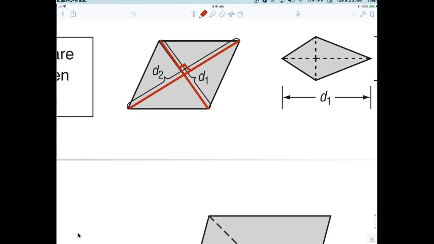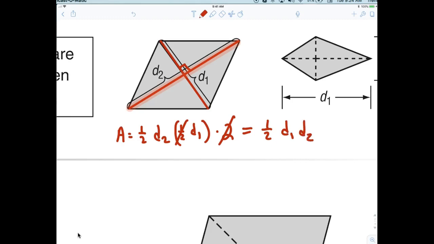So to find the area, you would simply say it's one half the base. In this case, I'll call this the base right here, which could be diagonal 2, times the height. Now, the height is half of D1. And then we're going to multiply that by 2, because the triangles occur twice. I'm trying to show you what the formula is. So the 2 and the 1 half cancel out. That's why we have 1 half diagonal 1 times diagonal 2 is the area of a rhombus.